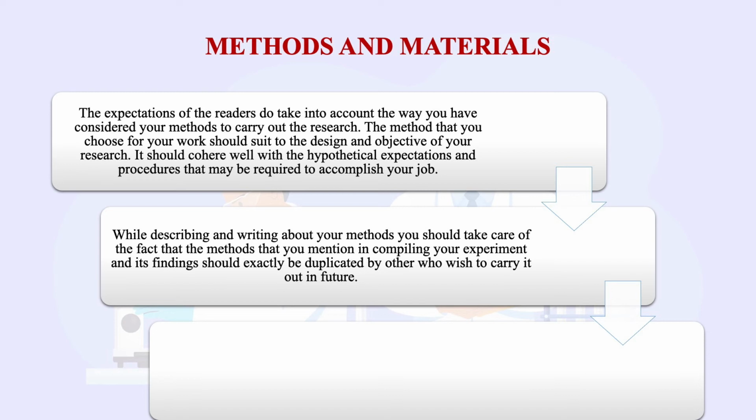In the next section of your report, you write the expectations of the readers to take into account the way you have considered your methods to carry out the research. So you think about a particular method of carrying out your research or conducting the experiment. As we are discussing the methods and materials, the methods that you choose for your work should suit the design and objective of your research.